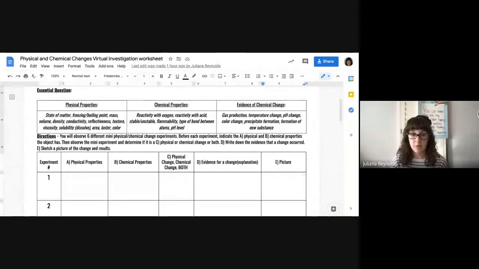In the middle, we have some examples of chemical properties, which could include reactivity with oxygen, reactivity with acid, stable or unstable, flammability, type of bond between atoms, and pH level.